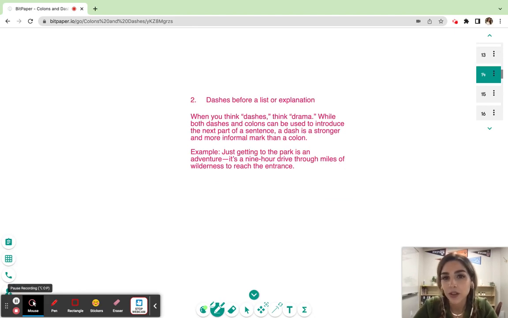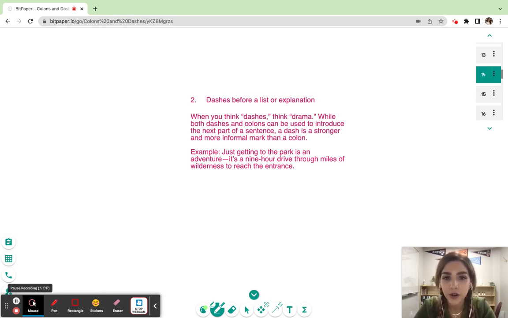The second way that you can use dashes might seem pretty familiar. They can be used before a list or an explanation, very similar to a colon. The major difference, though, is the stylistic use of dashes. When you think dashes, you want to think drama. While both dashes and colons can be used to introduce the next part of a sentence, a dash is a little bit stronger and more informal of a mark than a colon is. You can see that in the example I've given below.